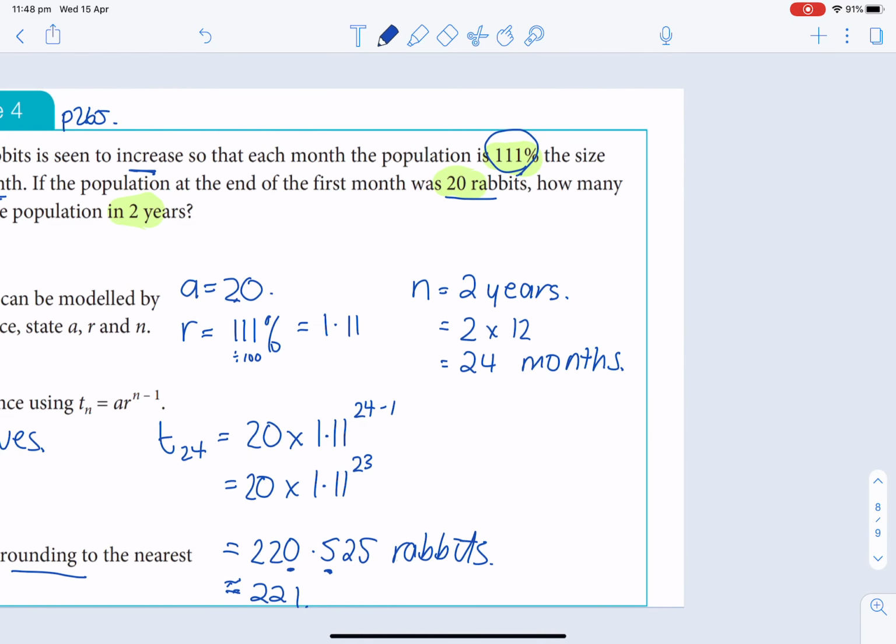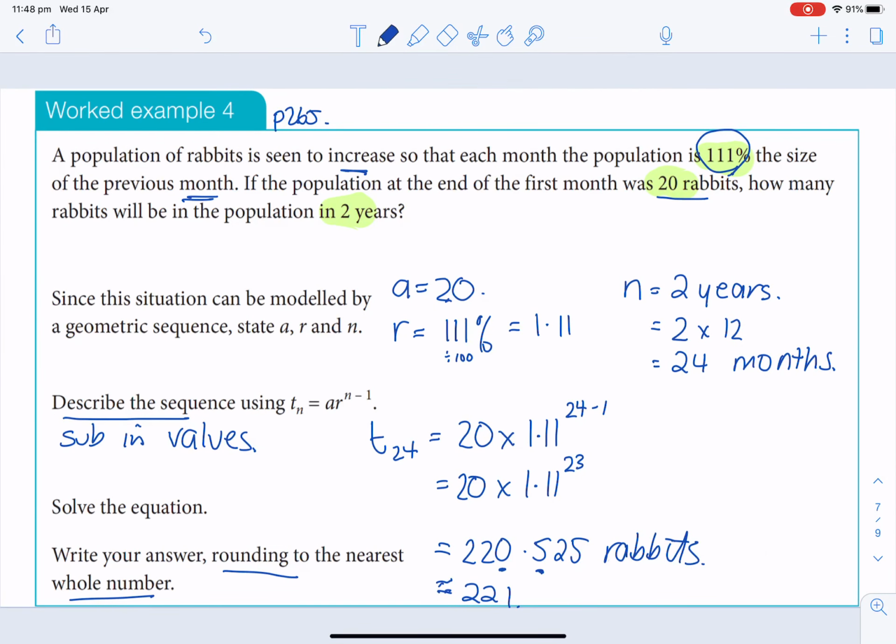All right. So that's pretty much the explanation of geometric sequencing. I will be following this with 6.3, which is first order recurrence relations, which is sort of a combination of both arithmetic and geometric.